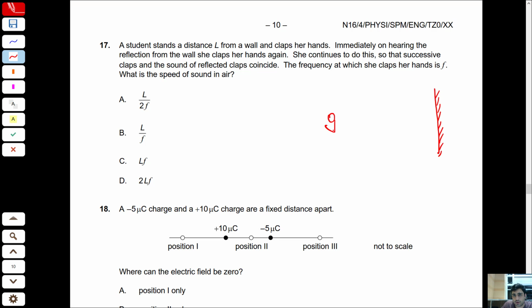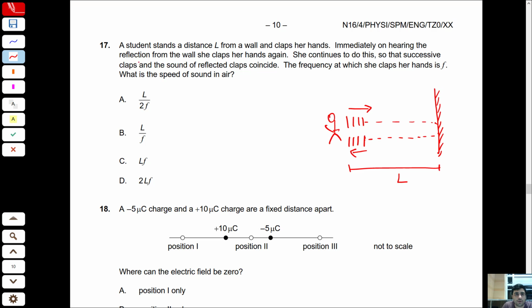And there's a student here. He claps, then he produces some sound wave. And this sound wave gets here, then gets reflected back. So the distance between the person and the wall is L.